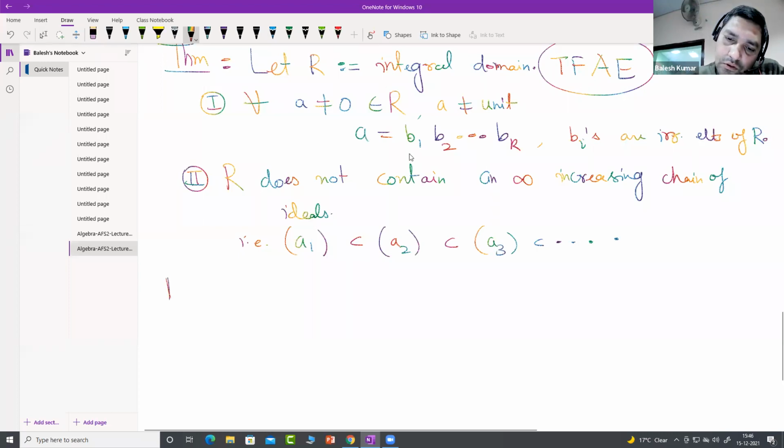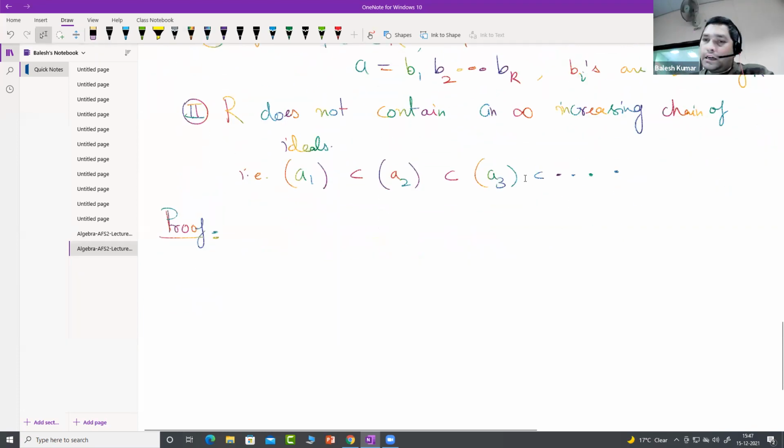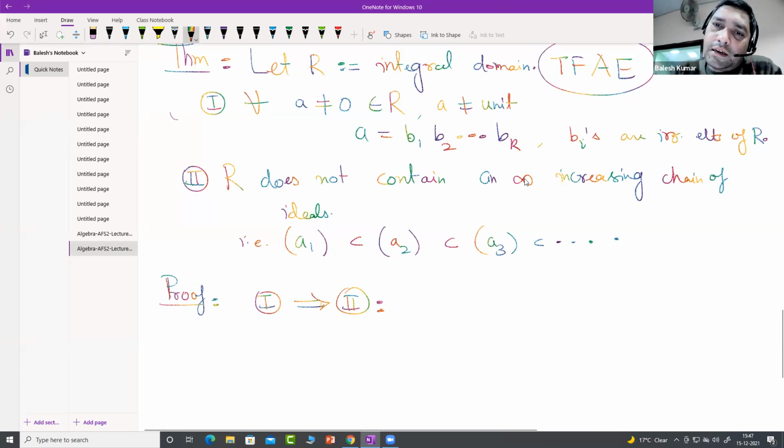Do you know the proof of this, or should I skip? Anyway, the proof is not lengthy and it is very simple, so we can quickly recall it. Let us look at the first part: one implies two, and two implies one will be a similar proof, so I will skip it. One implies two means we assume the first statement, and our aim is to prove the second property.